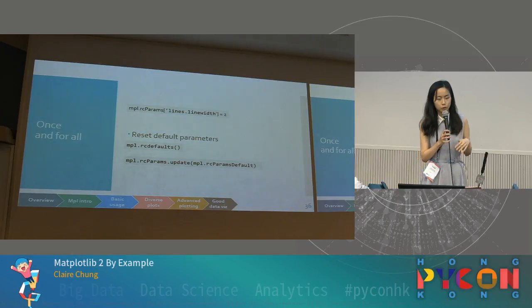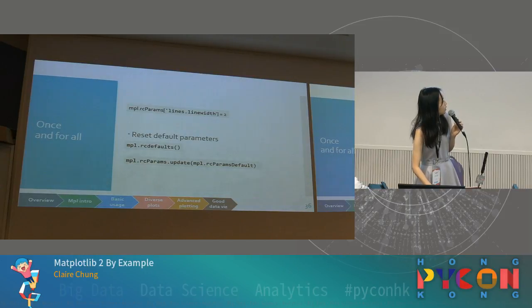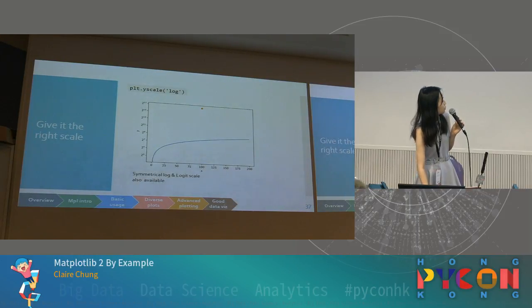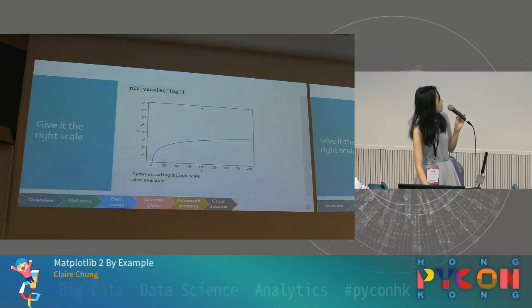sometimes you want to tune the parameters one by one. There are better ways: you can set it once and for all and return to the default with either of the commands. You can also set your own style sheet. I won't go into the detail here. And yeah, the scale. Sometimes our data has some obvious outlier that we don't want to miss, so we may use the different scales that are native to Matplotlib.